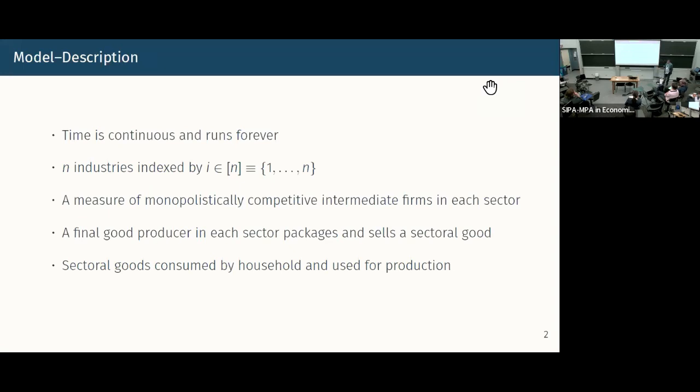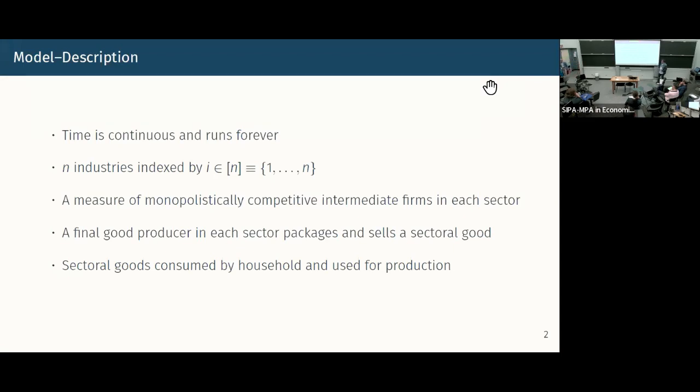We're going to consider an environment with continuous time. It's going to run forever. There are going to be n industries indexed by i. Think about these as different locations on the network. Every industry is going to have a measure of monopolistically competitive firms within it, like the textbook New Keynesian model. In every sector, a final good producer is going to buy from these intermediate good producers within the sector, package the good of the sector, produce a final good, and sell it to both households and all the other sectors in the economy.